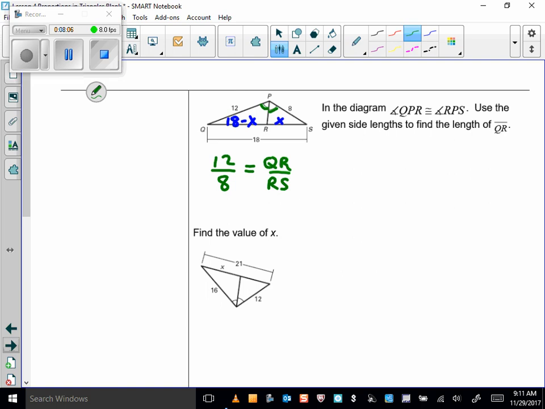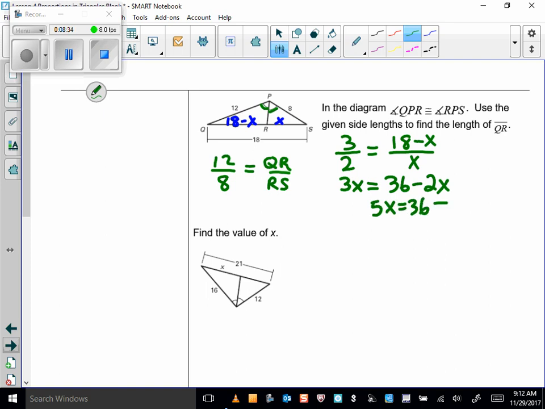So that's what I'm going to have to use in my proportion. So let me substitute that in. I'm going to have 12 over 8. I'm going to go ahead and simplify 12 over 8. Let's see, 4 goes into 12, 3 halves. So 3 halves equals QR, 18 minus X, over RS, which is X. And now I just take the cross product. So I'll get 3X equals 36 minus 2X. Add that 2X, 5X equals 36.